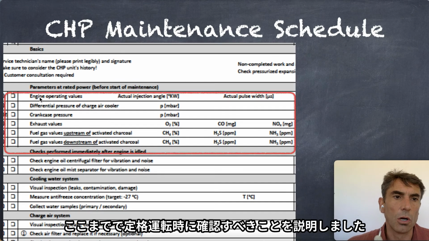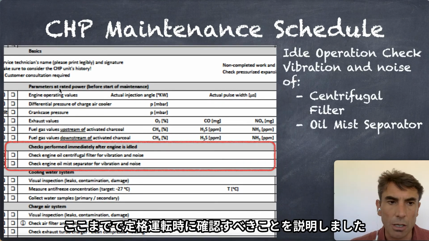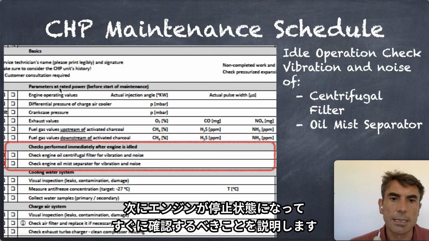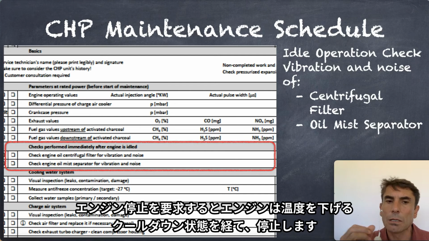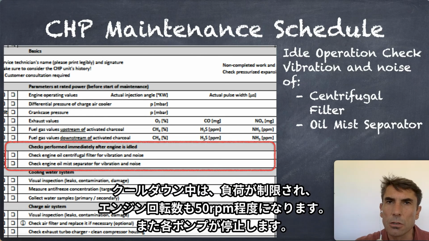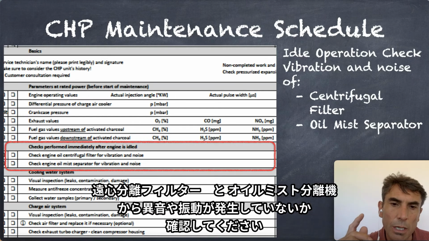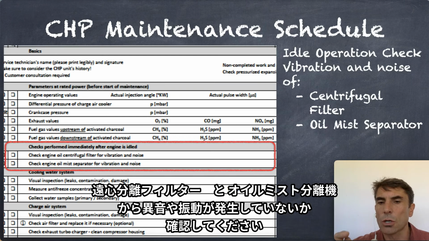So we went through here all the parameters of rated power. So now let's check the parts immediately after the engine is idled. That means if we stop the engine and the engine goes into the cool down phase and stops. So during the cool down phase without high load, so minimum load, or only 1500 RPM, and at the point when it stops, we can listen to the noise of the centrifugal filter and of the oil mass separator.